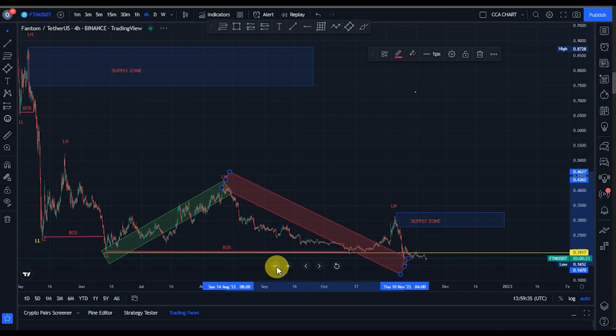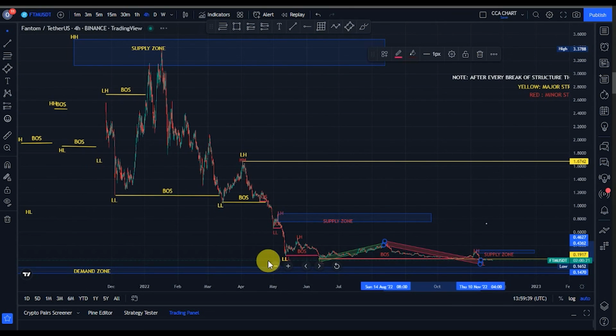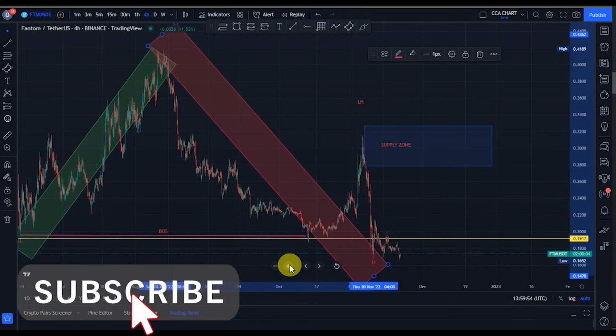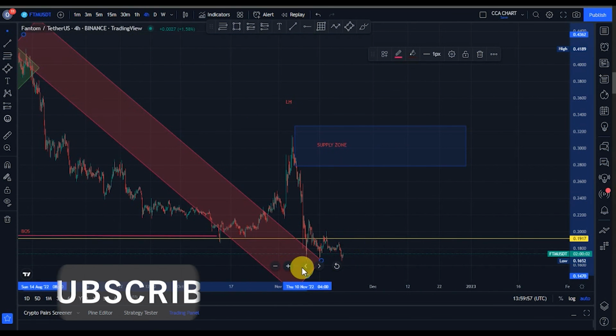We just saw break of structure to the downside on our major time frame. We expected a pullback. Guys, I don't think this is a significant pullback. And on our minor time frame, we just saw another break of structure again to the downside, telling us that the bears are still in control of the market.